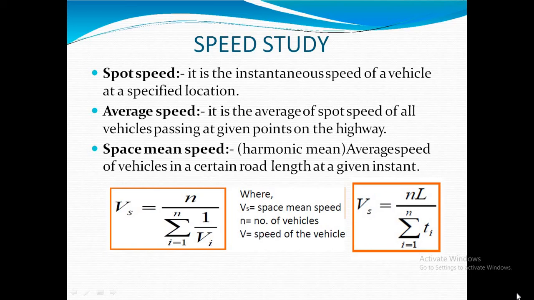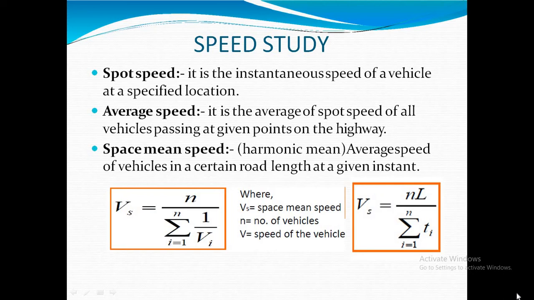This is obtained from the observed travel time of a vehicle over a relative length stretch of the road. So we can take the formula here. Vs is equal to space mean speed. Vs is equal to N into L upon summation i equals 1 to N of Ti. So N is the number of vehicles and V is the speed of the vehicle, we can say here.